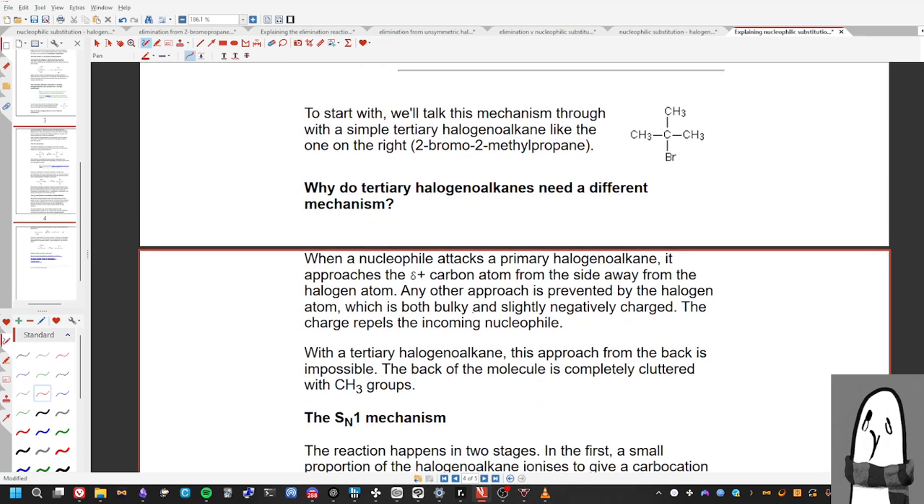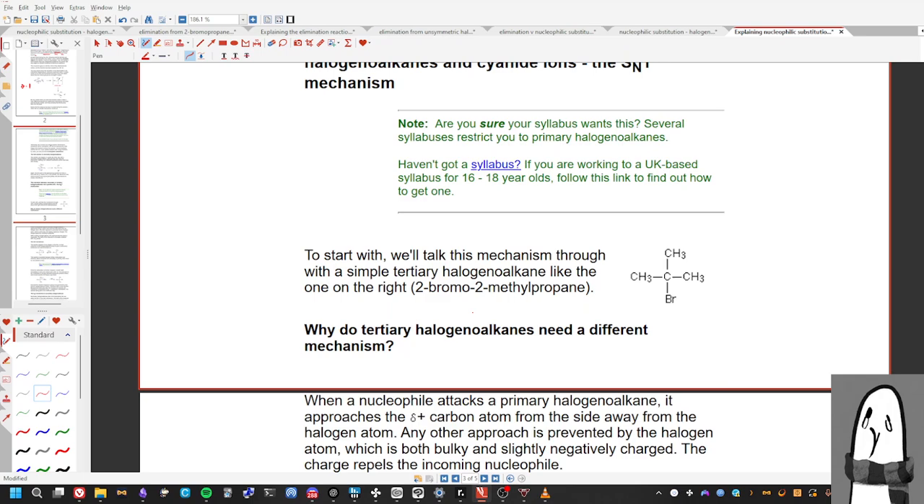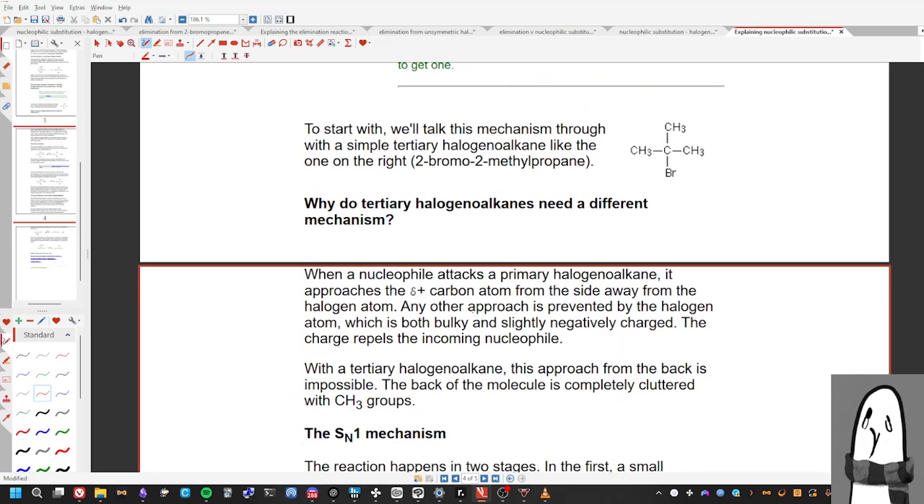Okay. We'll talk about this mechanism through a tertiary halogenoalkane like the one on top right. We've got 2-bromo, so this is a tertiary one. Now, why do tertiary halogenoalkanes need a different mechanism? Oh, they do? Wait, okay, this is kind of sick.